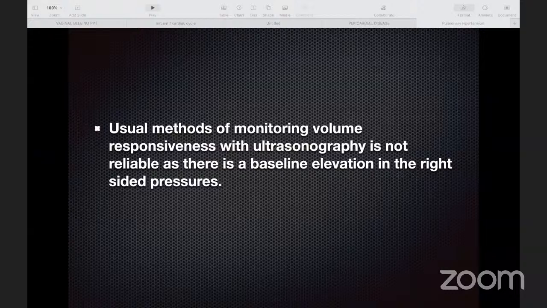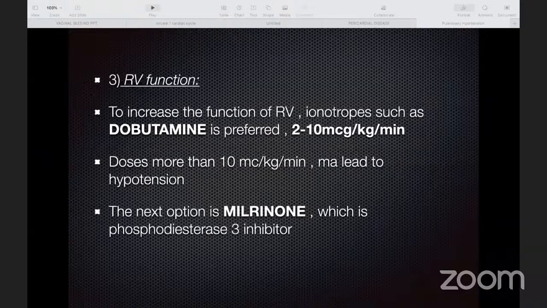The third aim of management is the RV function. The pulmonary hypertension, as we said, can lead to RV failure. So to increase the function of RV, the inotropes are commonly preferred, and the most preferred one is dobutamine, and the dosage is 2 to 10 microgram per kilogram per minute. Doses more than 10 microgram per kilogram per minute can lead to hypotension.